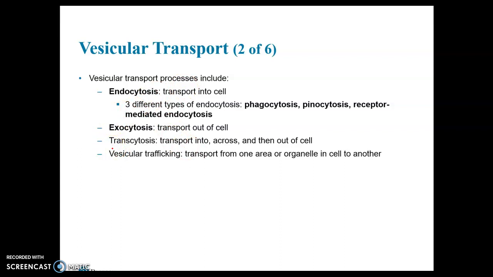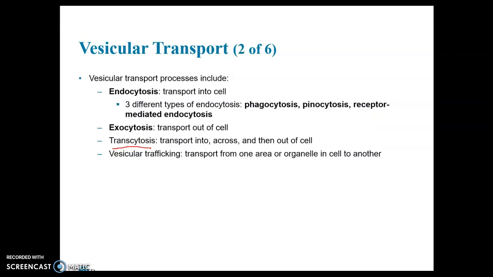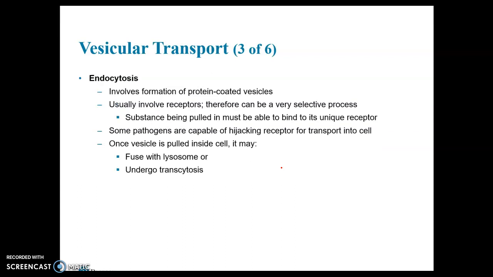But vesicular transport processes include endocytosis, exocytosis, and transcytosis means transport into, across, and then out of the cell. So a lot of times this happens with substances that are being brought into the cell so that they can fuse with a lysosome and be broken down, and then the waste or the remains are moved out of the cell. And vesicular trafficking is transport from one area or organelle in the cell to another. So these processes can go along with endo and exocytosis.